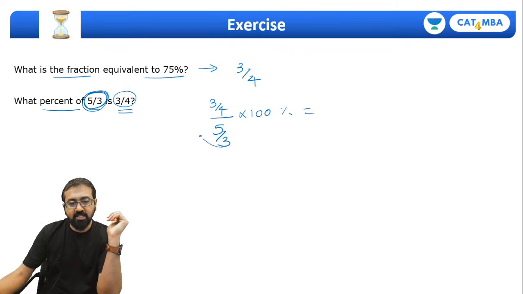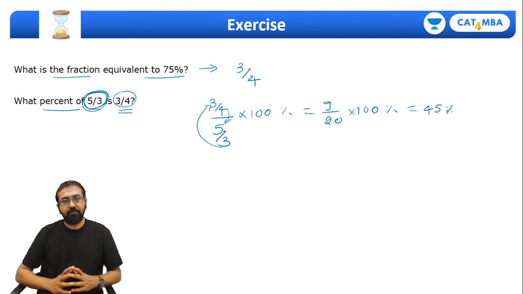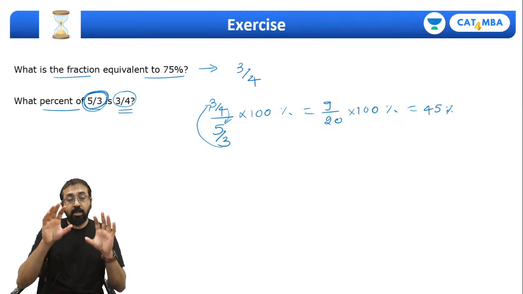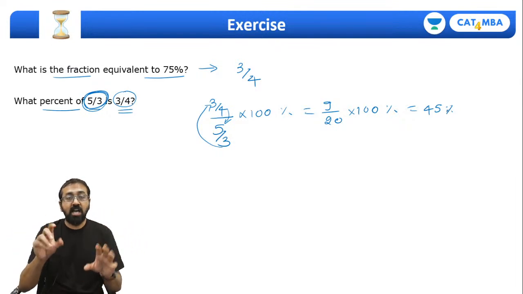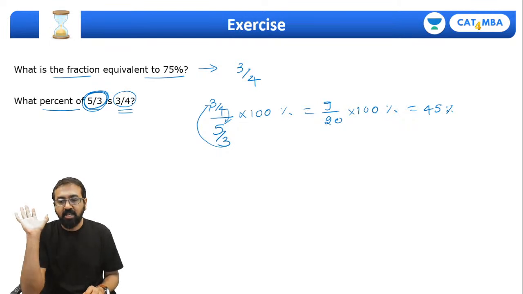If I solve this, this 3 will multiply over here, and this 4 and 5 will multiply with each other, so this will come out to be 9 by 20 into 100. That is, this will come out to be 45%. Very simple. Everyone, have you understood this part? So in percentage questions, whatever comes after the word "of" will be placed in the denominator. As simple as that. Correct?